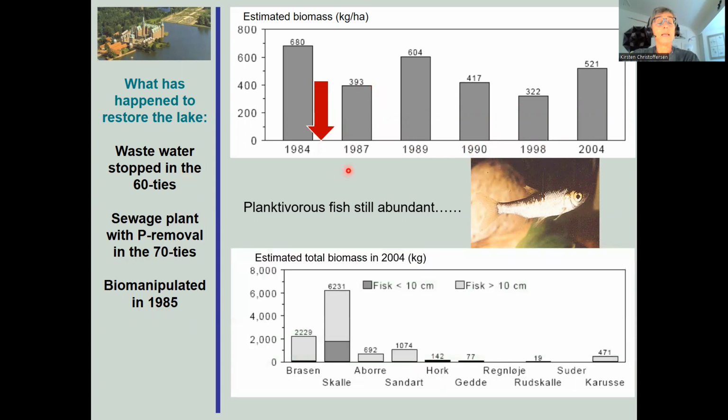So if we study the composition of the fish biomass in this year here, 2004, which is a long time after the fish manipulation, then we can see, especially here, that these are roach, that they still had a very high abundance. So you can do the biomanipulation, but the biomass of the fish that eat the zooplankton will soon increase again, and then you are back to the same conditions as you had before.